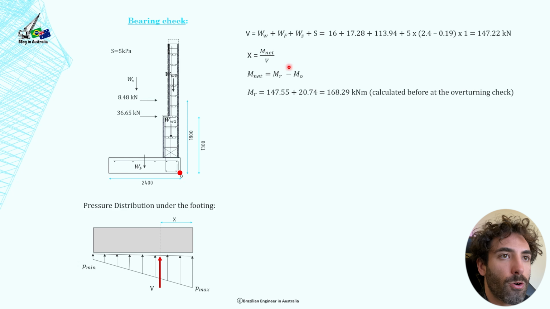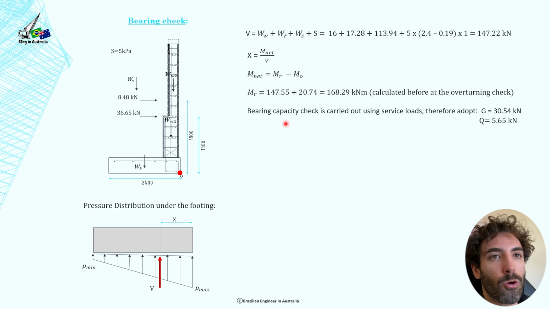So if you remember, just go back a couple of slides, and you're going to see that our resisting moment is 168.29 kilonewton meters, and the bearing capacity check is carried out using service loads, therefore adopt G. Okay, cool. So for the bearing check, we're not going to use the ultimate loads, we're going to use the service loads. Always for deflection and also bearing check, you use the serviceability loads, therefore we're going to adopt G 30.54 and Q 5.64. We're not going to adopt these two numbers here.